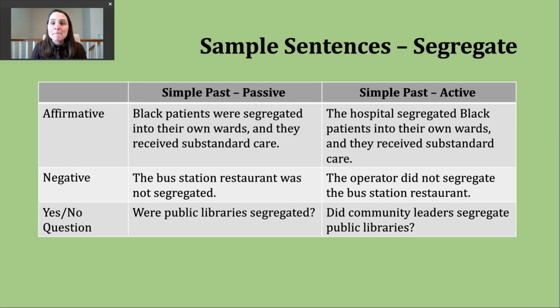I think maybe a better sentence or a better way to talk about what has happened in our history might be to use the active voice here. The hospital segregated Black patients into their own wards and they received substandard care. So here, we should sort of note who was making the decisions, who decided to separate along races. Okay.